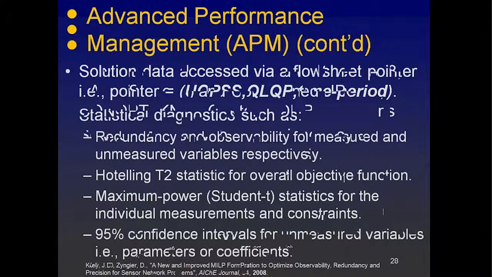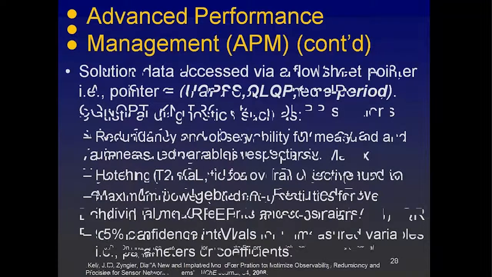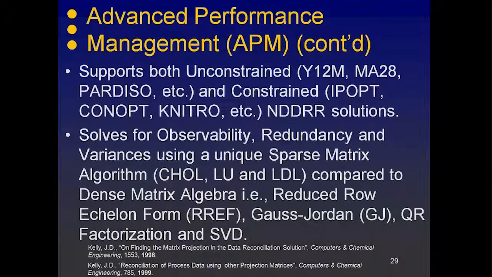How we do it, we can do both unconstrained data rec using these basically LU decomposition solvers, or we can do constrained data rec. You can use IPOPT, CONOPT, anything you can solve an SQP. We can do that, so you can put bounds on it. And then, of course, you want to get all of that sensitivity information.